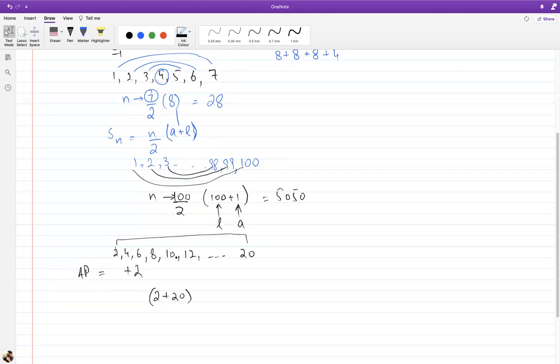Sir, 10, 10, 10. Very good. So I will basically have 10 terms. So 10 over 2 pairs. So 5 pairs of 22, which gives me 110. There you go.